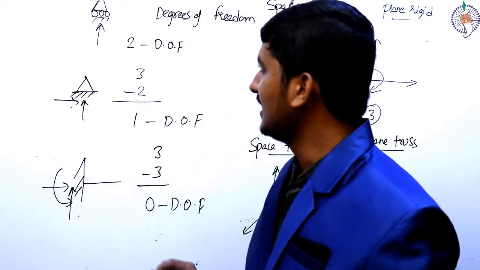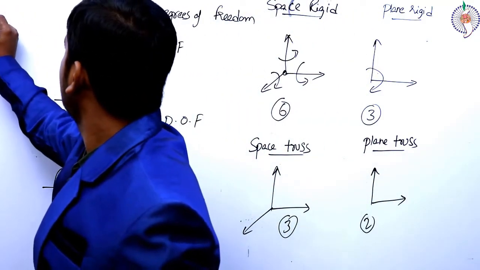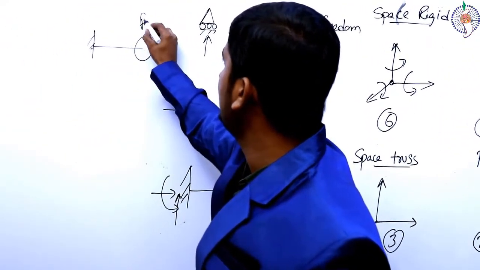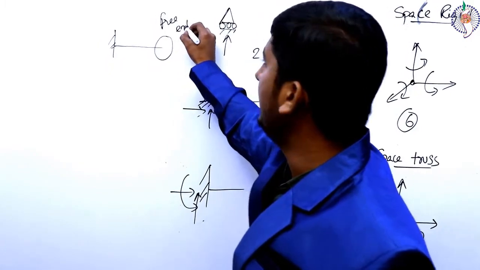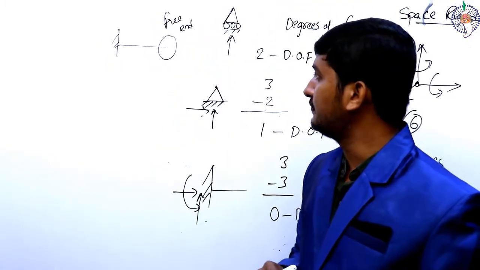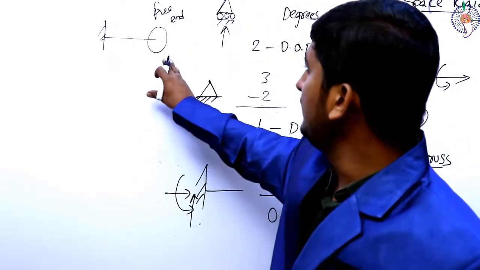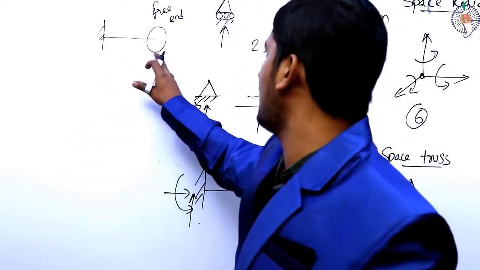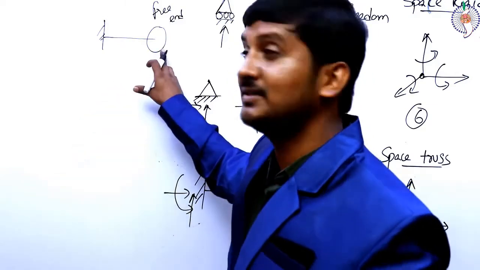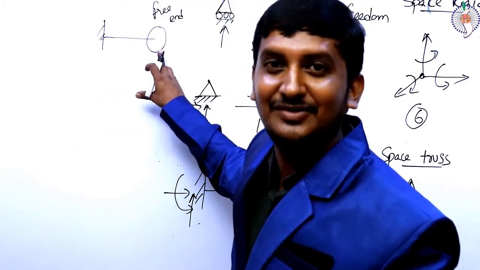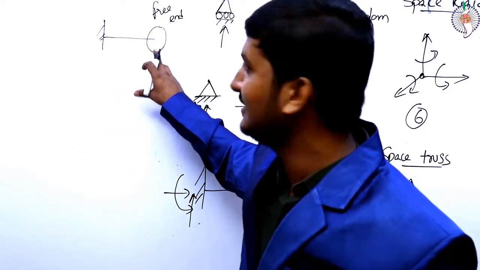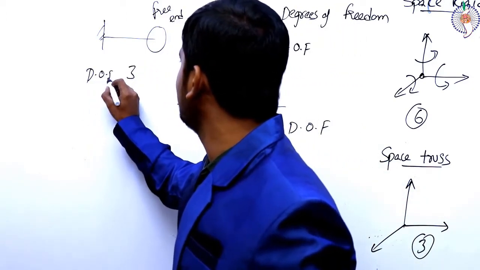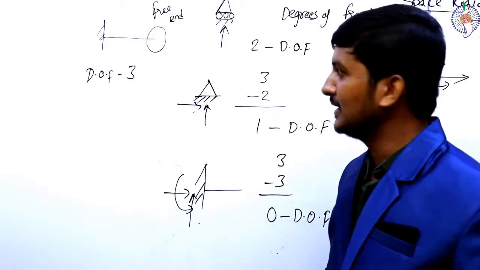Right, students? Coming to a free end. Coming to this free end, we will be having total 3 degrees of freedom, as there are no reactions. This is a bachelor. Think of, students. Bachelor will be having different types of freedom, right? This is having 3 degrees of freedom. No freedom is lost. Okay, students?